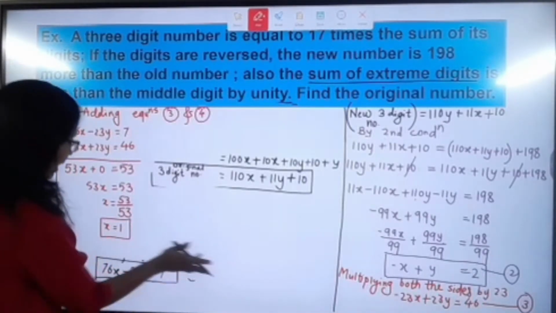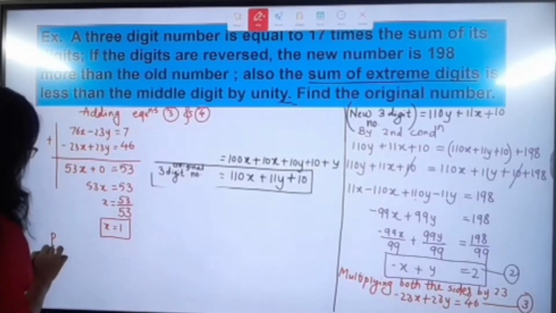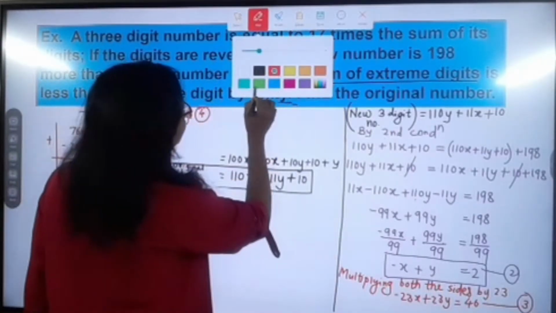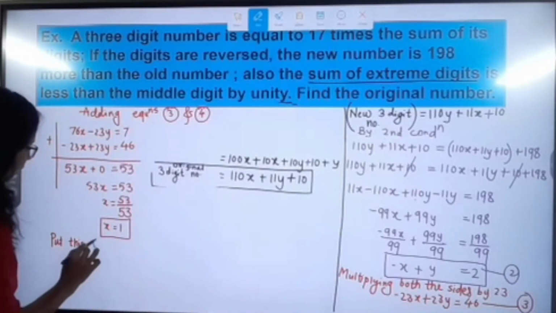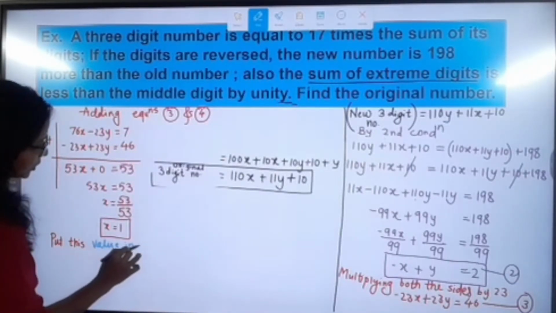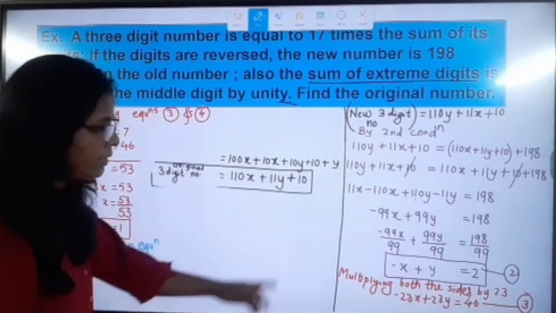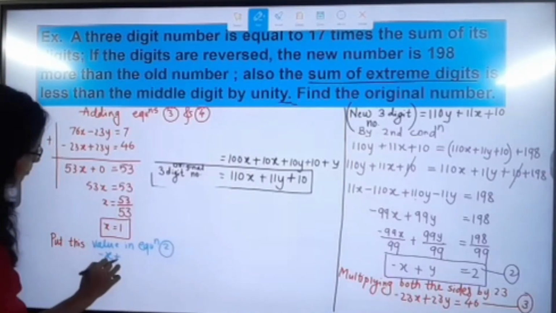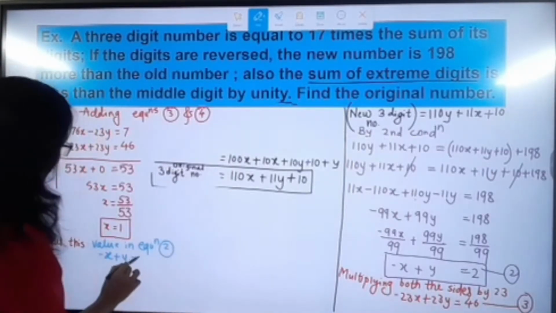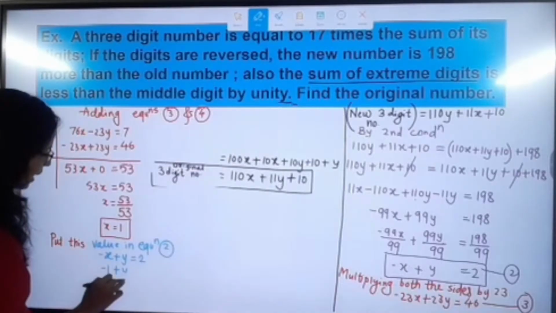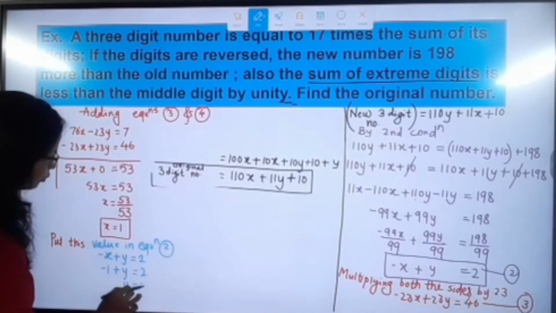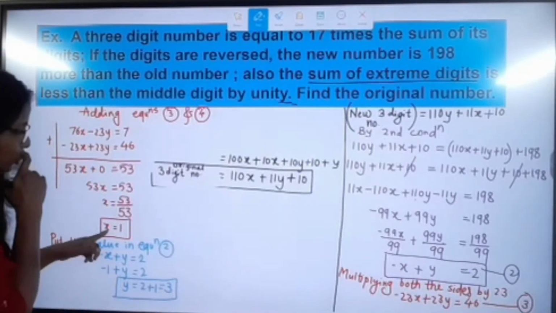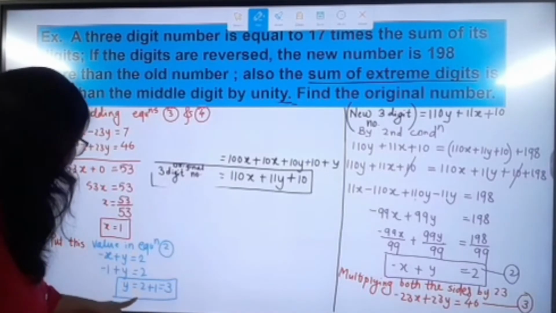So now here put this value in equation 2. So here, students, equation 2 is minus x plus y is equal to 2. So here minus 1 plus y is equal to 2. So y is equal to 2 plus 1, which is equal to 3. So we have the value of y and x also. x is equal to 1 and here, students, y is equal to 3.